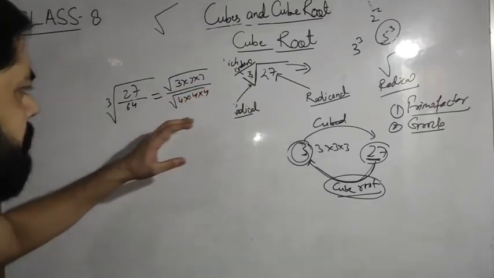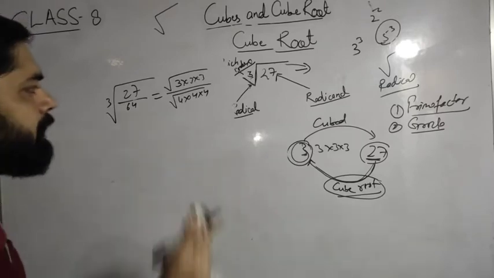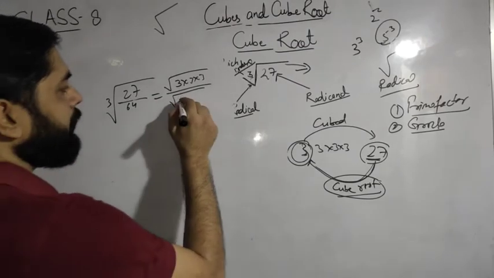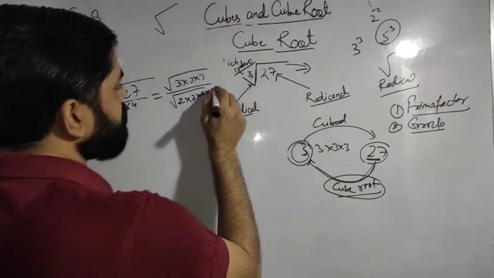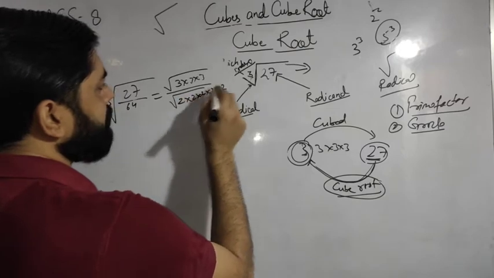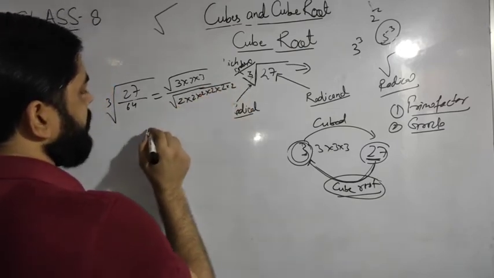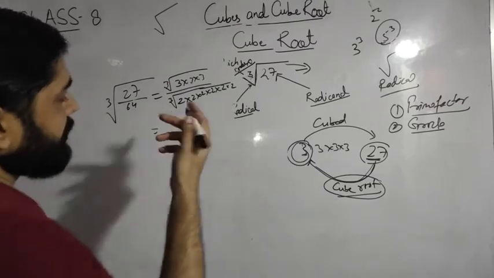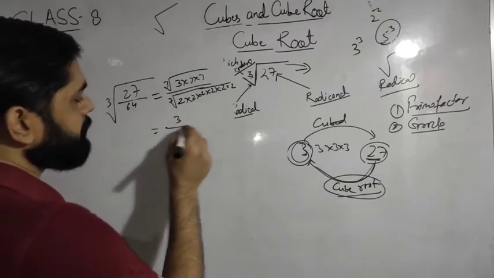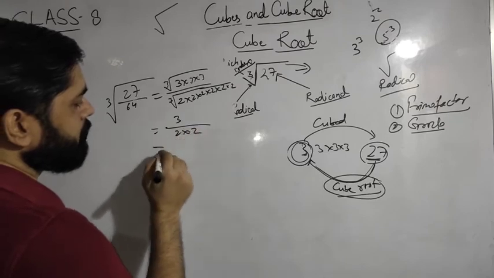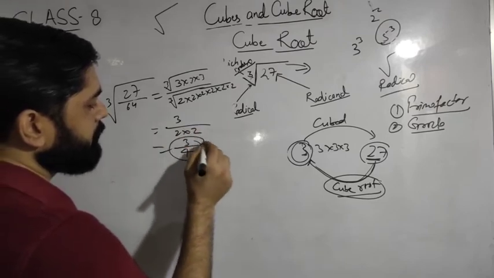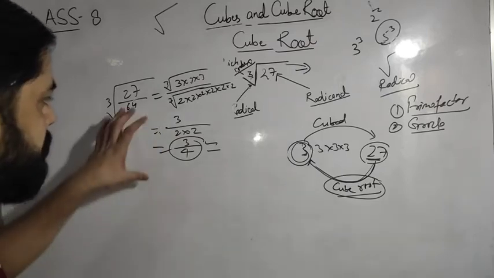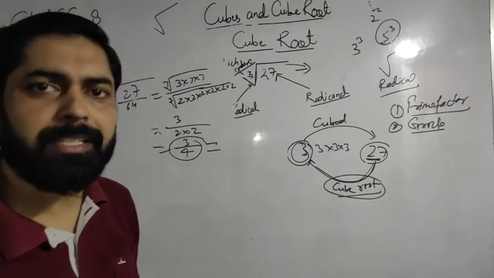But 4 multiplied by 4 multiplied by 4 is also 2 multiplied by 2 multiplied by 2 multiplied by 2 multiplied by 2 multiplied by 2, that is 1, 2, 3, 4, 5 and 6 twos. Then take out the group of same like factors, 3 numbers each. Then 3 here, and 2 multiplied by 2, then 3 upon 4. So this is the cube root of 27 upon 64.